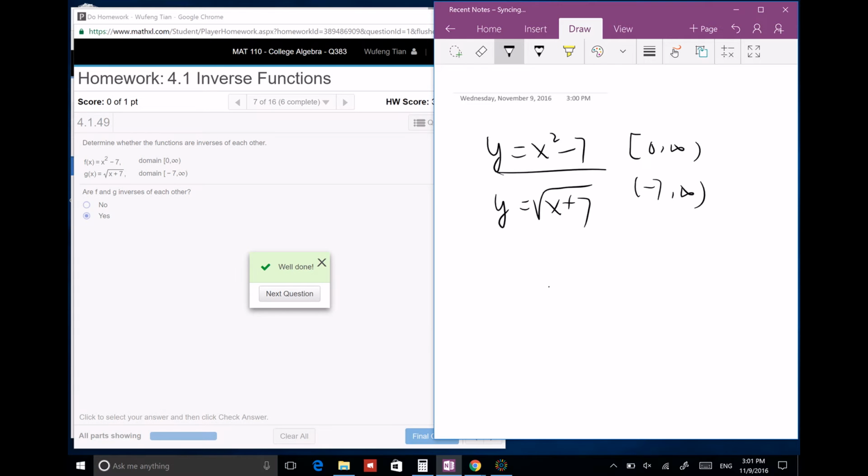Because this is just half of the function. If you draw the picture, it's like this. If you draw this picture, it's going to be like this. So they are symmetric about y equals x. They are inverses of each other.